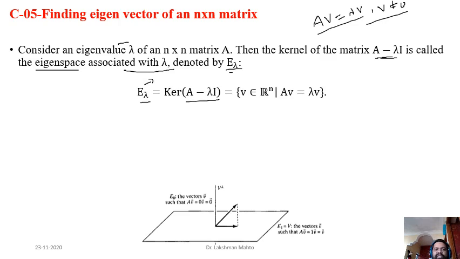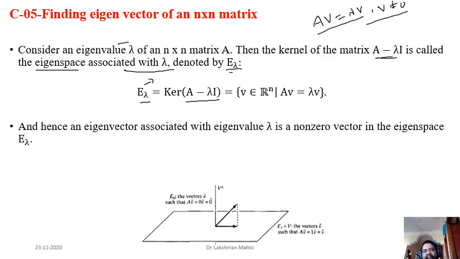Then if you take any non-zero vector from that eigenspace, that vector would be an eigenvector of the given matrix. So what is the best way to represent an eigenvector? Take a basis element of that eigenspace, and you can simply call it an eigenvector. So that is the approach to find an eigenvector.